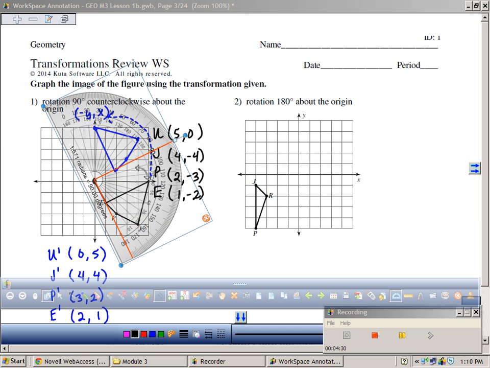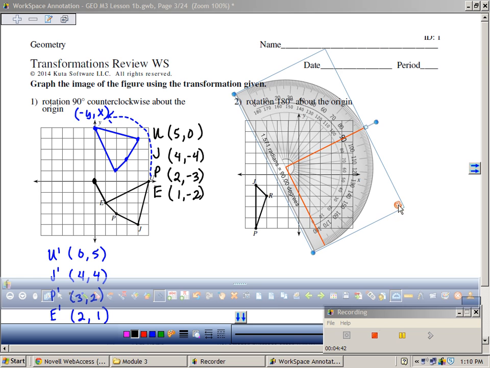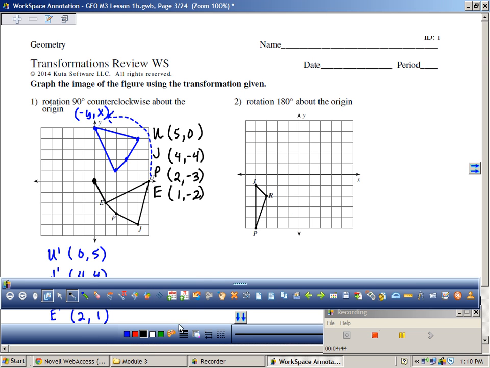I'm going to make a 90-degree angle. Check this out, guys. Do you see that? If I make a 90-degree angle, didn't it match up perfectly right there? Yeah. So that's another way to do it, if you'd rather use patty paper, because this is E prime right there.